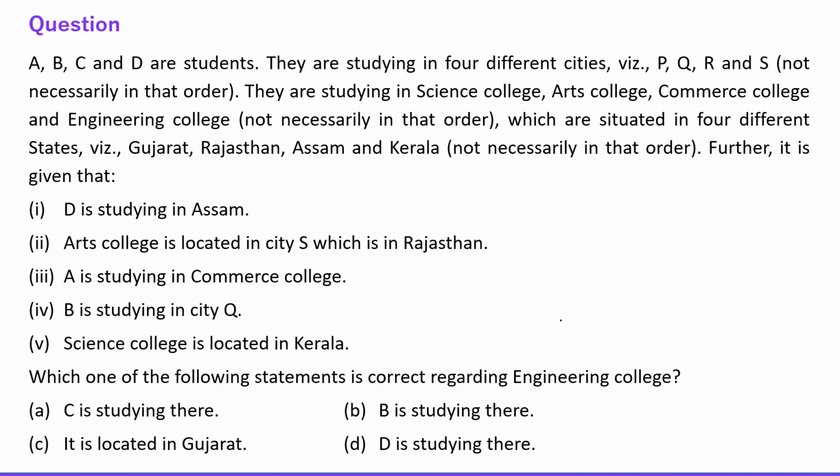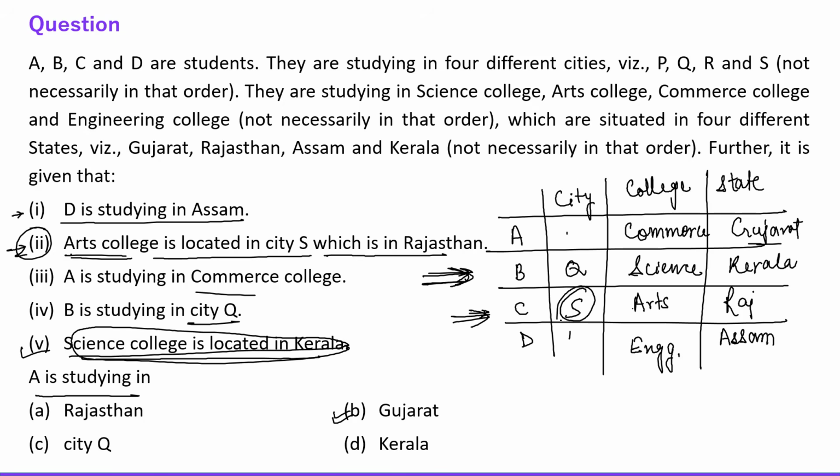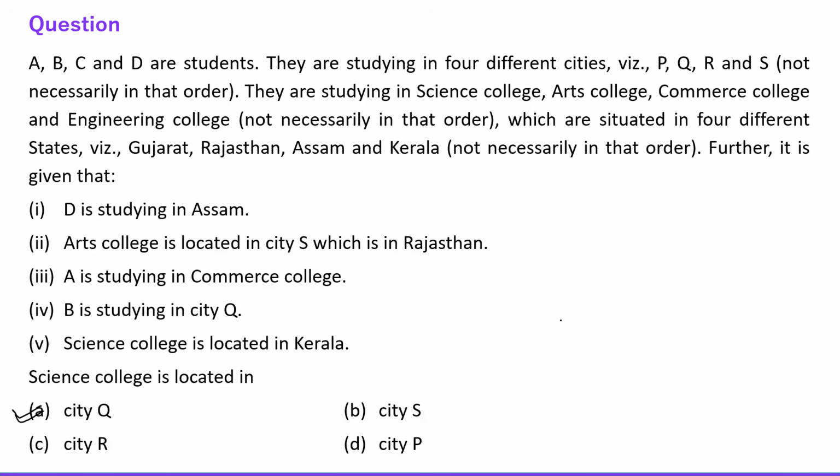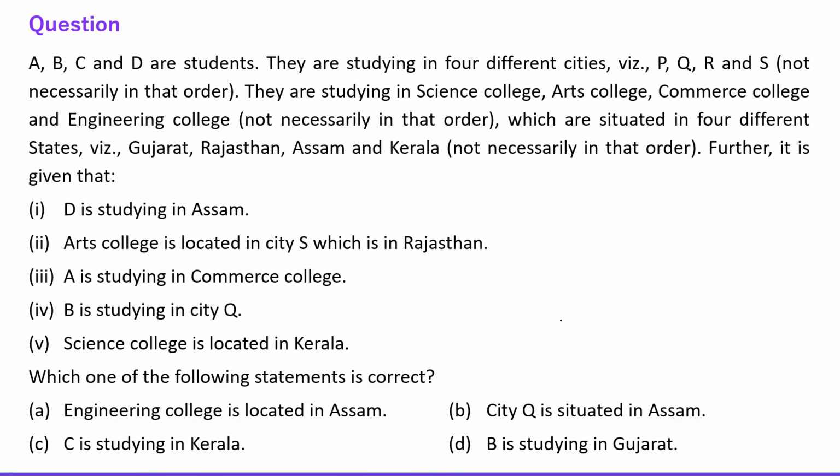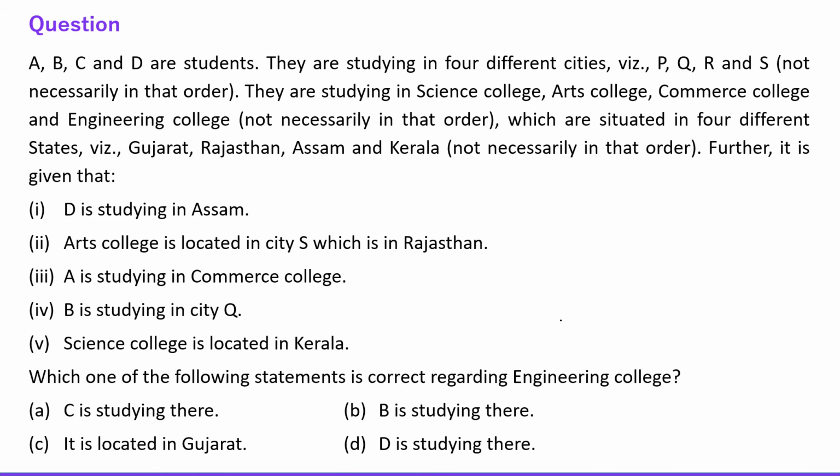Next question is, which one of the following statements is correct regarding engineering college? Engineering college is the last one. D is studying in the engineering college. I'll show you the table, don't worry. So D is studying in the engineering college, right?